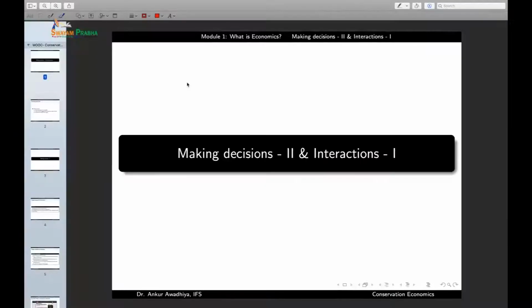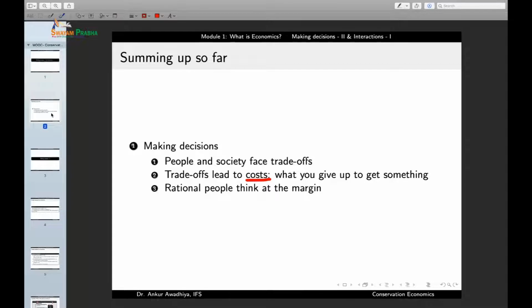Namaste. We move forward with our discussion on Module 1, What is Economics? And in this lecture, we'll carry forward our discussion on making decisions and we'll also have a look at interactions. So let us begin with a summing up of what we saw in the previous lecture. In the last lecture, we discussed how we make decisions. How does a person make decisions and how does a society make decisions? And we surmised certain points about it.